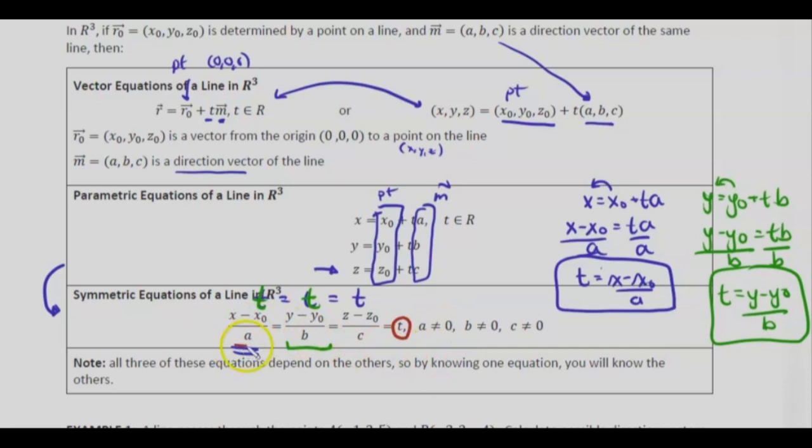Just like with denominators, a can't equal 0, b can't equal 0, and c cannot equal 0. Those are the restrictions. They have to be numbers. Just note all three of these equations depend on the others, so by knowing one equation, you'll know the others. And we'll see that in questions.